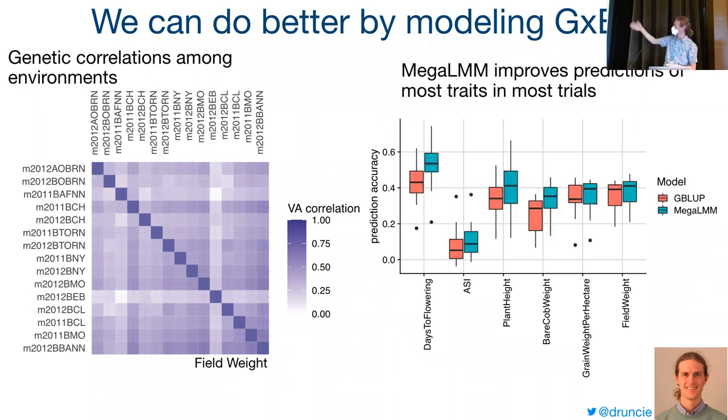And so this is just the result of that. For basically all of the traits in all of the trials, we get an incremental improvement in our prediction accuracy by putting it all in together. And so, to some extent, we can predict G by E, and we can do it better by genetics than we can do it based on the environment that they came from.